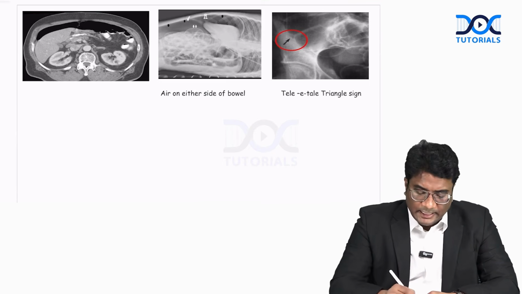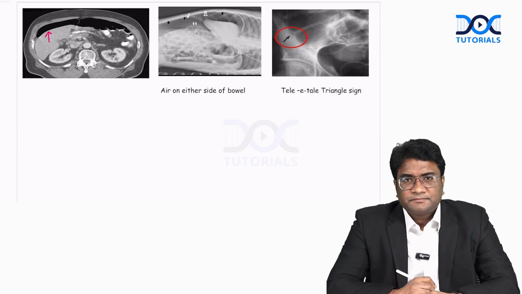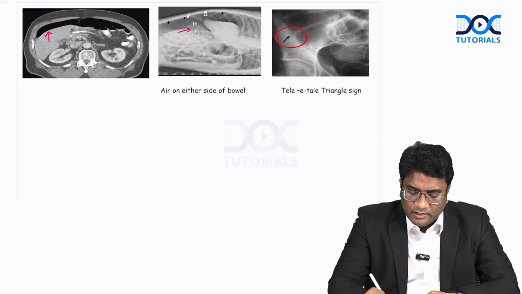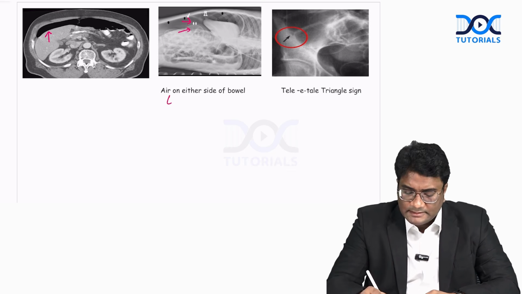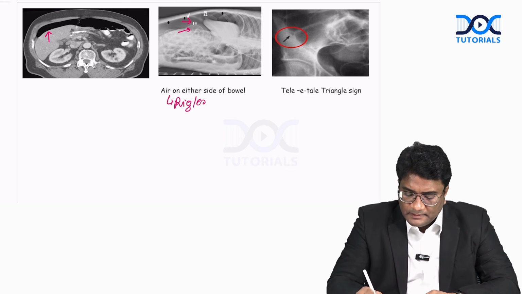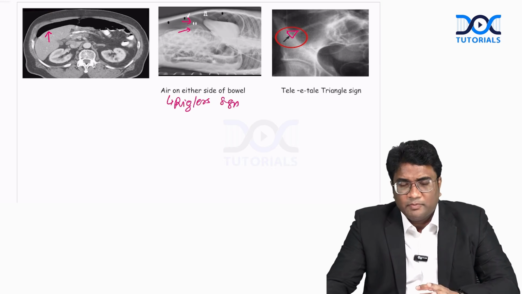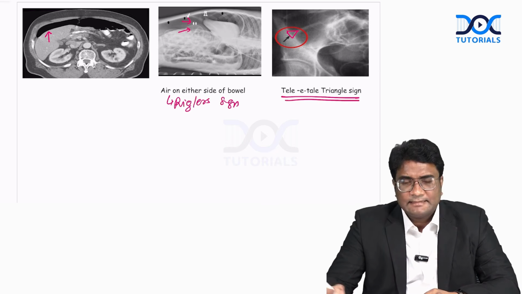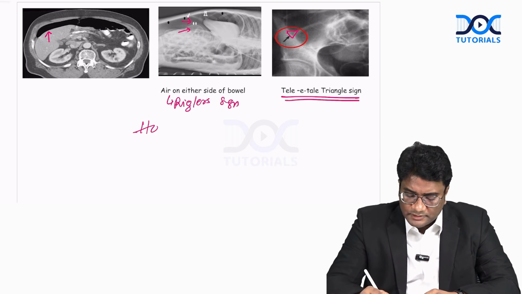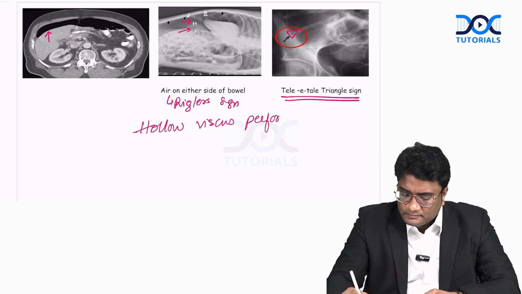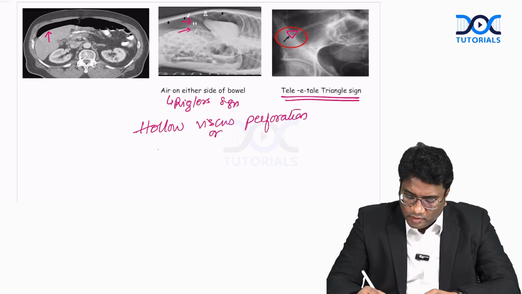Here you can see air anterior to the liver. This is again pneumoperitoneum. And in pneumoperitoneum, you will see air on either side of the bowel wall. This is called Rigler's sign. And such triangular air pockets between the bowel loop and the abdominal wall, or between the bowel loops, all of this is telltale triangle sign. All of these are signs of hollow viscus perforation or pneumoperitoneum.